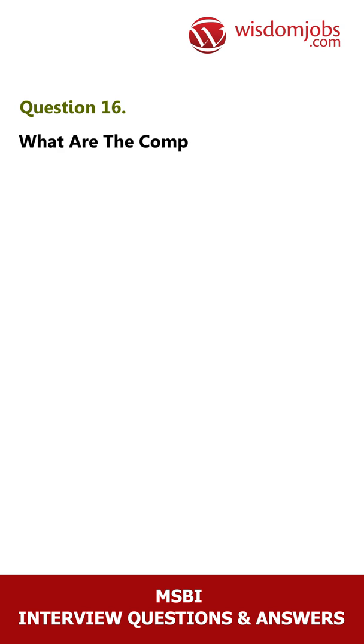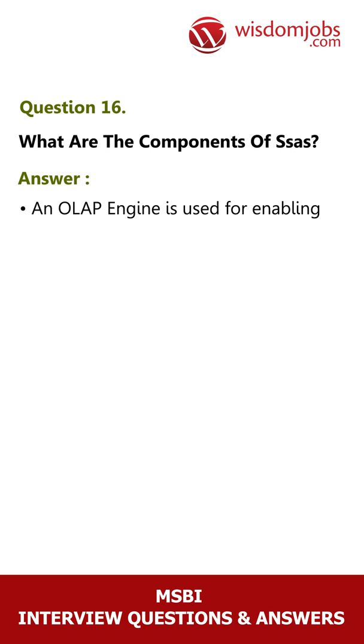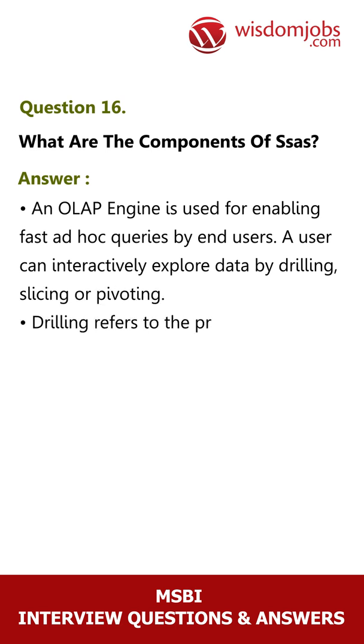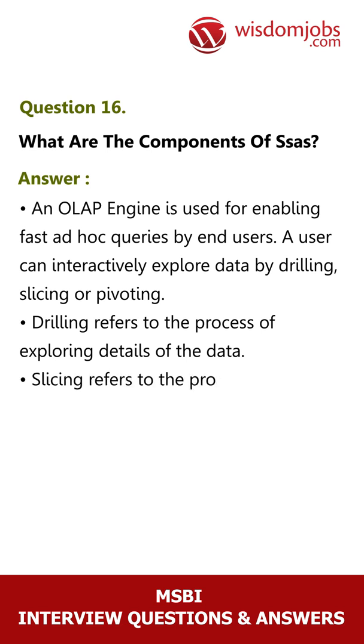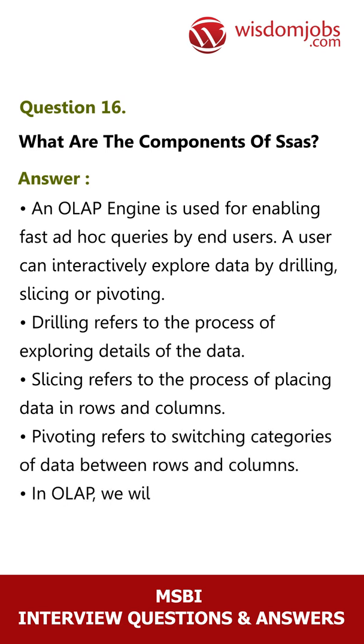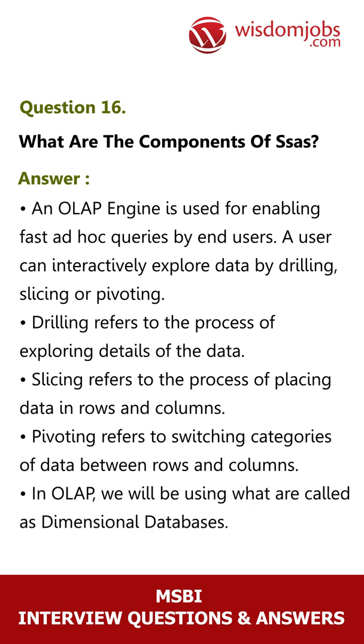Question 16. What are the components of SSAS? Answer. An OLAP engine is used for enabling fast ad hoc queries by end users. A user can interactively explore data by drilling, slicing or pivoting. Drilling refers to the process of exploring details of the data. Slicing refers to the process of placing data in rows and columns. Pivoting refers to switching categories of data between rows and columns. In OLAP, we will be using what are called dimensional databases.